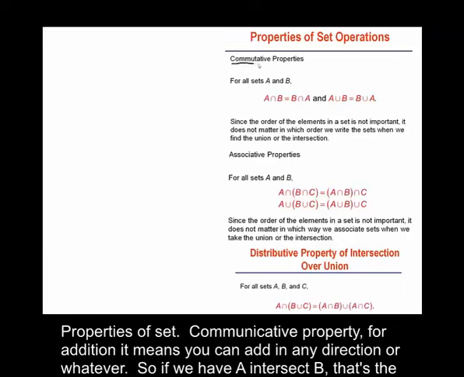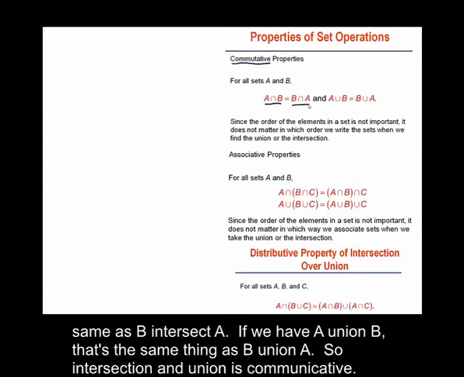Properties of sets. Commutative property, like for addition, means you can add in any direction. So if we have A intersect B, that's the same as B intersect A. If we have A union B, that's the same thing as B union A. So intersection and union are commutative.